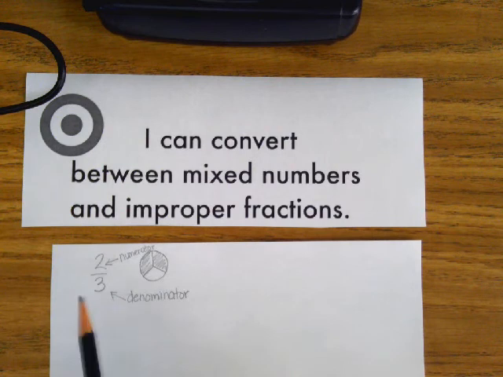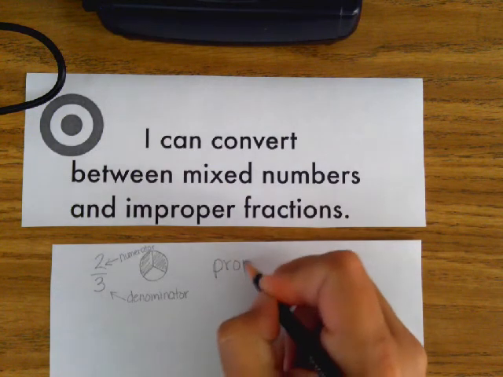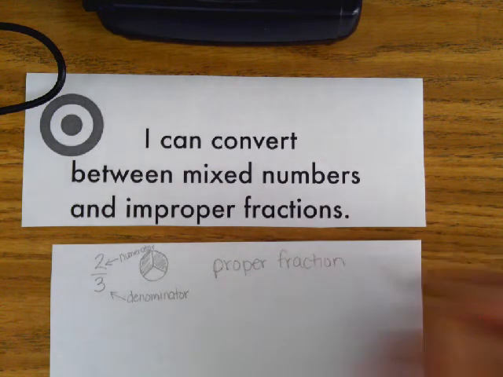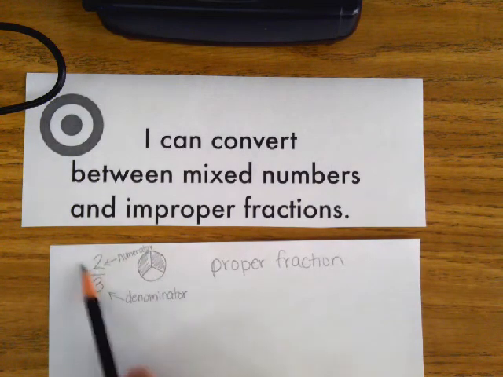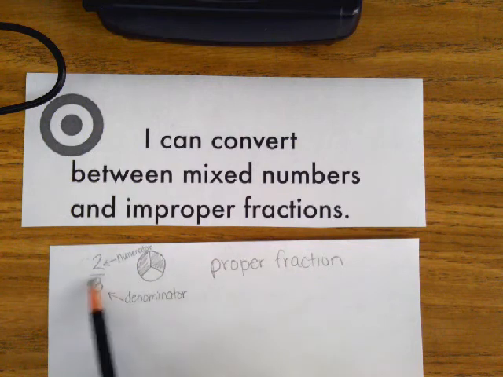When a fraction has a smaller number on top and a larger number on bottom, it is called a proper fraction. The numerator tells us how many pieces that we're representing. The denominator tells us how many pieces are in the whole.